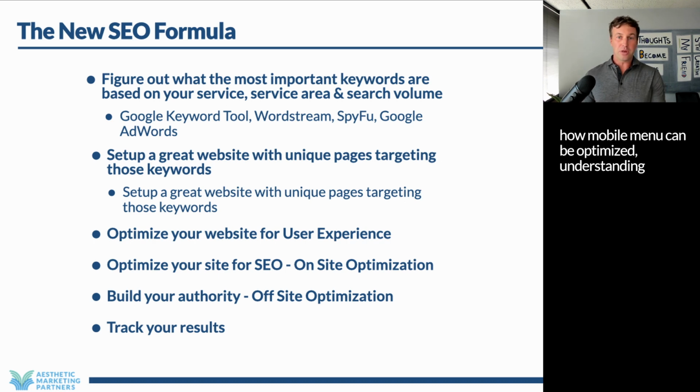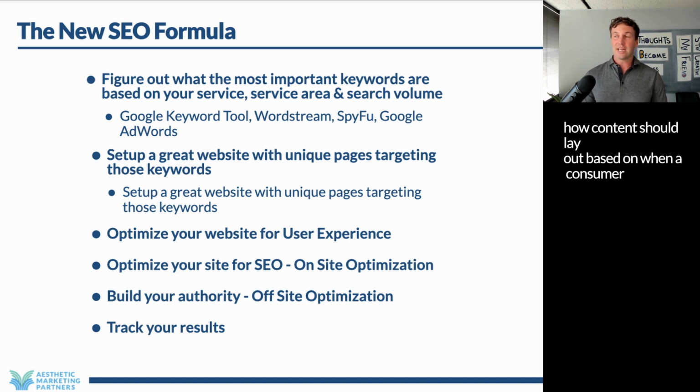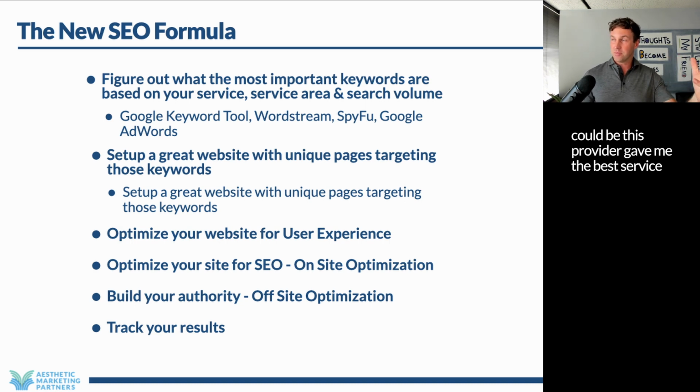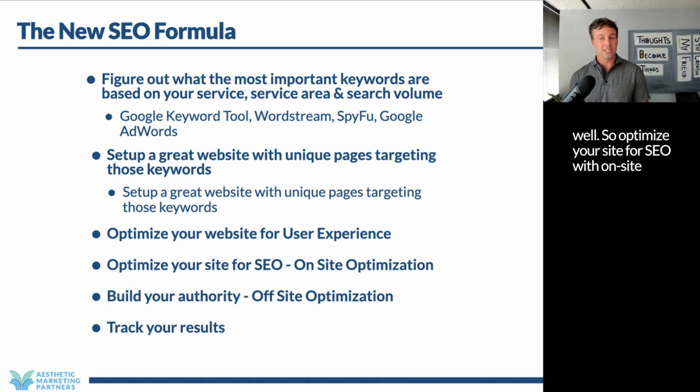Understanding how a mobile menu can be optimized, understanding how content should lay out based on when a consumer needs to read a trust statement. A trust statement could be, "This provider gave me the best service I've ever received in my life." Having that in the right place on each page can really help build that trust and also help the SEO as well. So, optimize your site for SEO with on-site optimization.